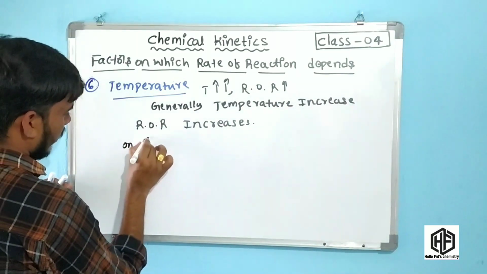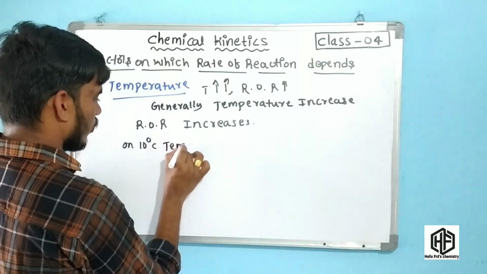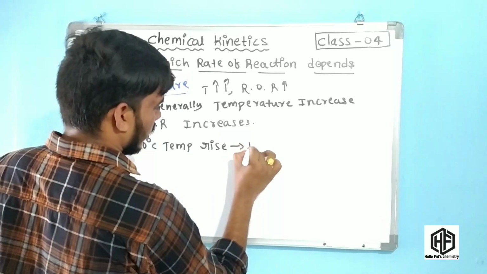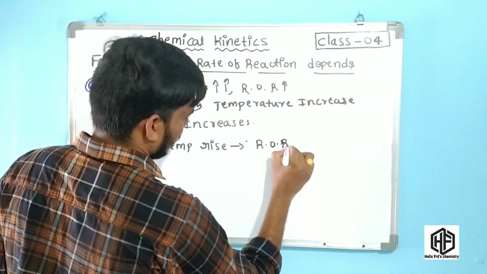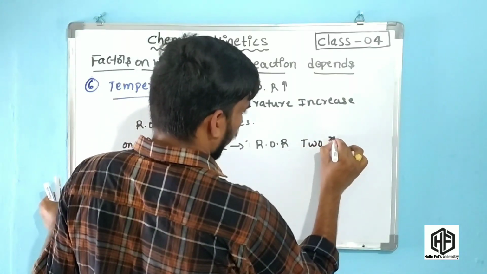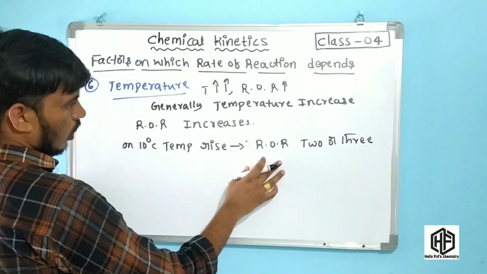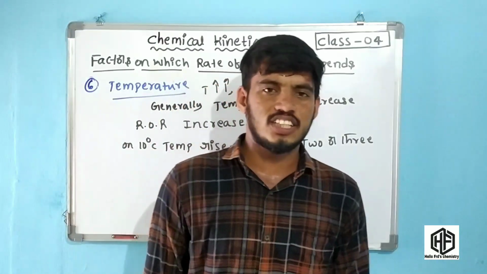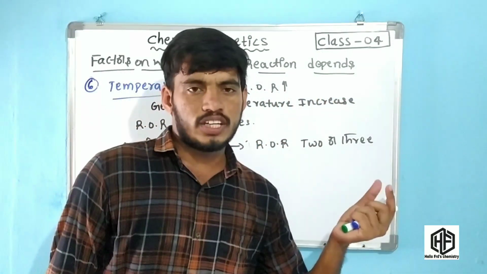On a 10 degrees Celsius rise in temperature, what happens, friends? The rate of reaction increases two or three times. When the temperature increases by 10 degrees Celsius, the rate of reaction doubles or triples.